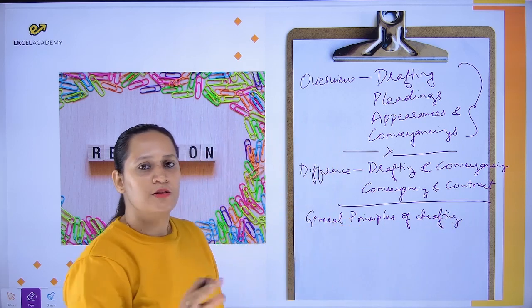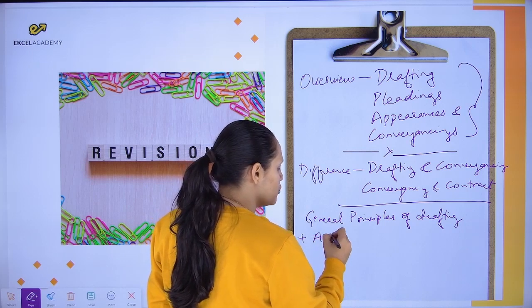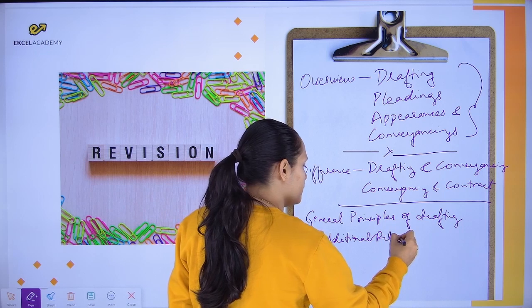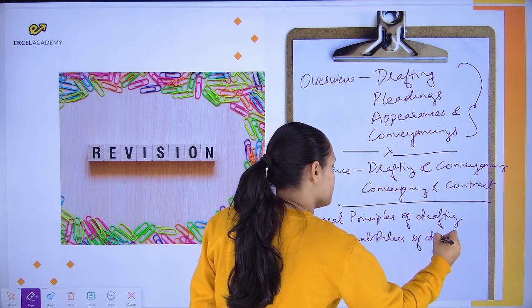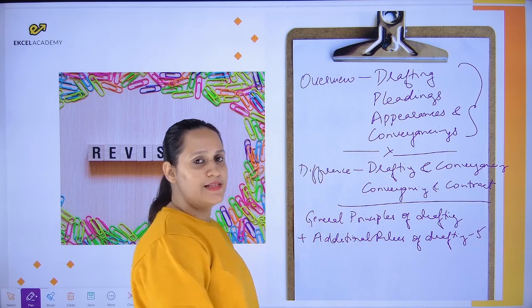After covering all the general principles of drafting, we went ahead and discussed the additional rules of drafting, as laid down by Mr. Fowler, that are 5 rules that he has mentioned.